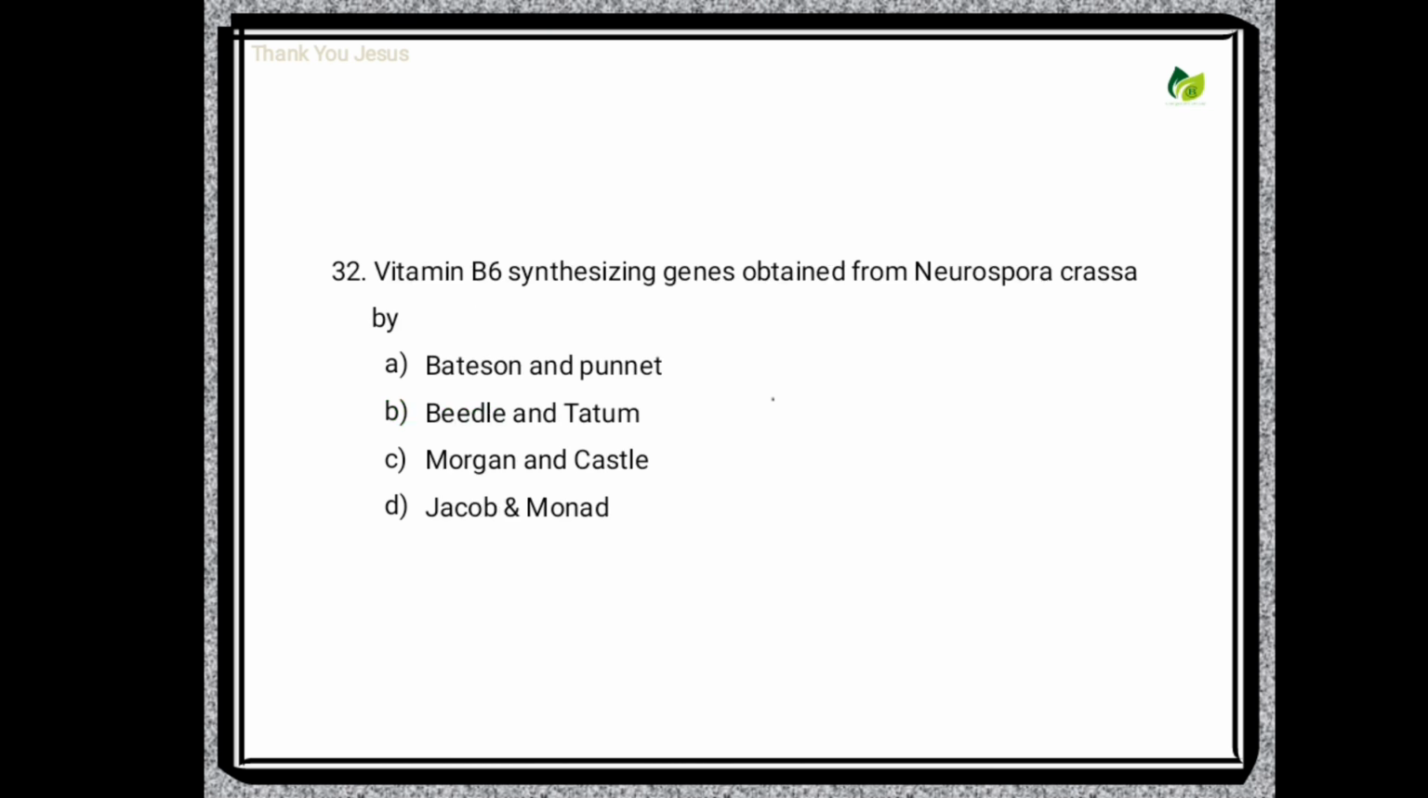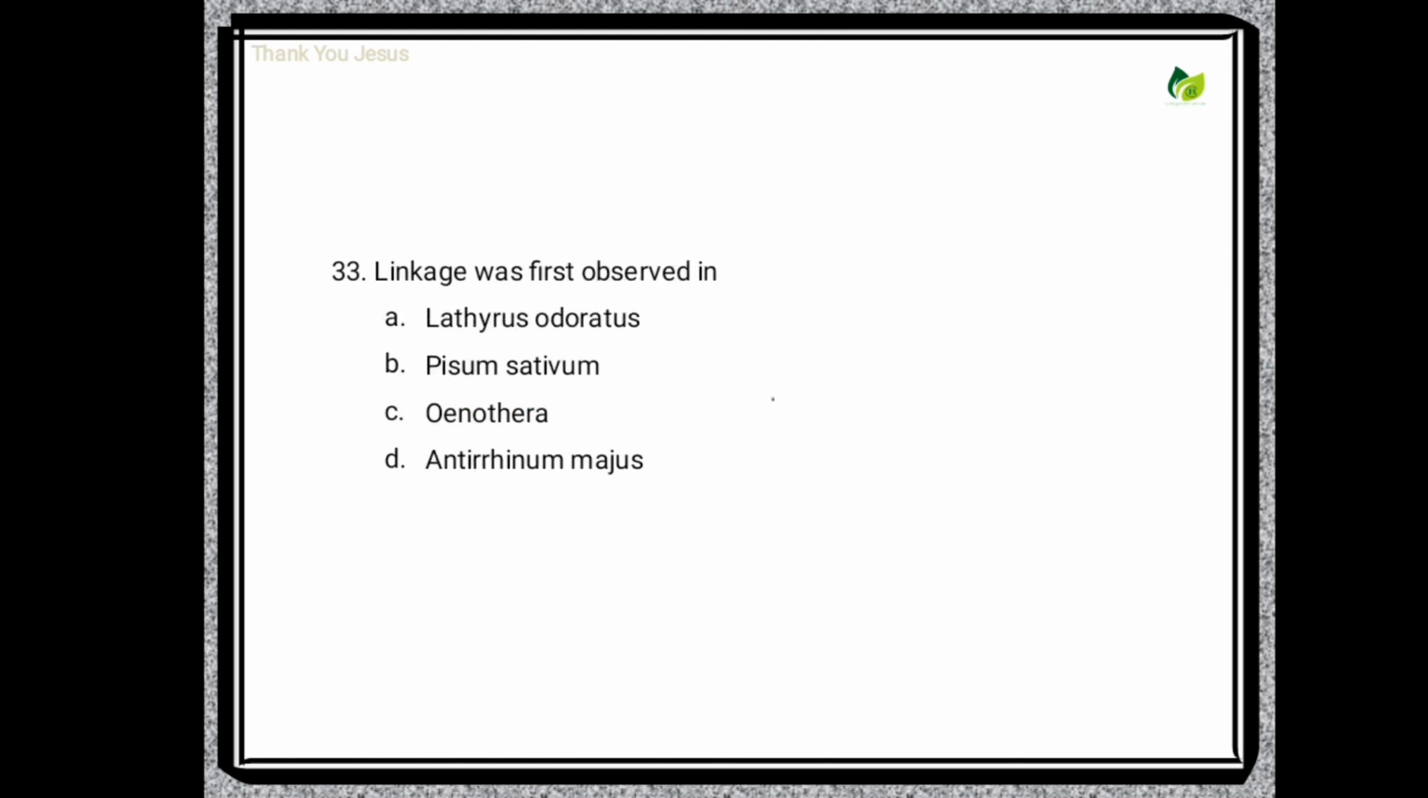Vitamin B6 synthesizing genes were obtained from Neurospora crassa by: Bateson and Punnett, Beadle and Tatum, Morgan and Castle, Jacob and Monod. The correct answer is Beadle and Tatum. Linkage was first observed in: Lathyrus odoratus, Pisum sativum, Enothera, Antirrhinum majus. The correct answer is Lathyrus odoratus.